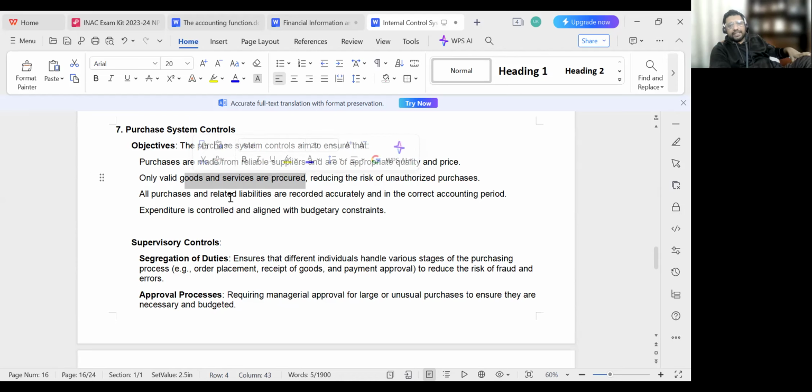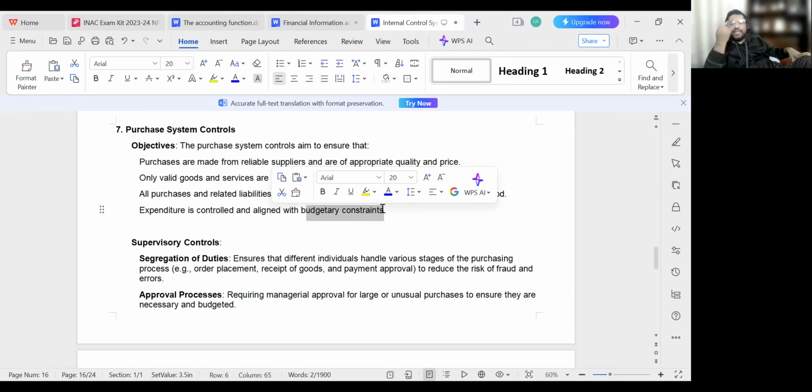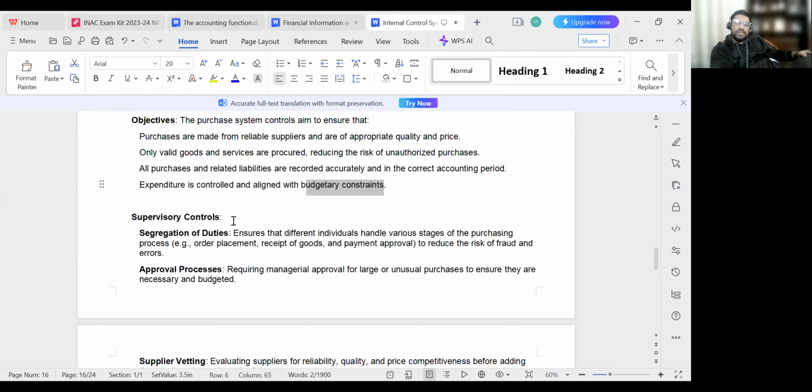Okay. All purchases and related liabilities are recorded accurately, right? And expenditure is controlled and aligned with budgetary constraints. So the purchase department was given a budget at the start of the period, with the price and the total quantity, how much they're going to purchase in the whole period and at what price they can purchase. So you want to make sure the budget is being followed.